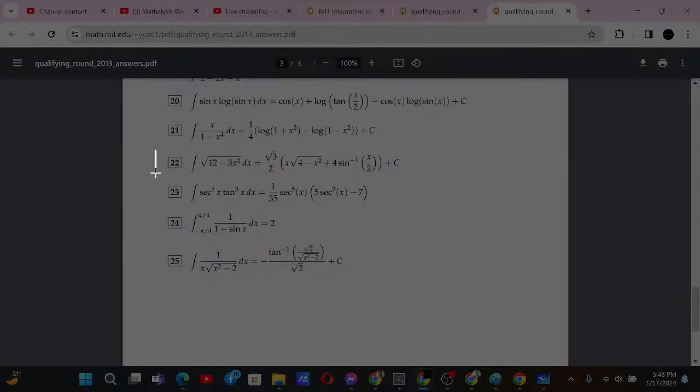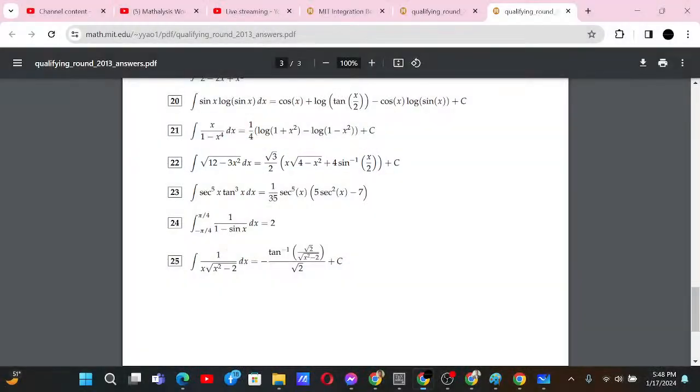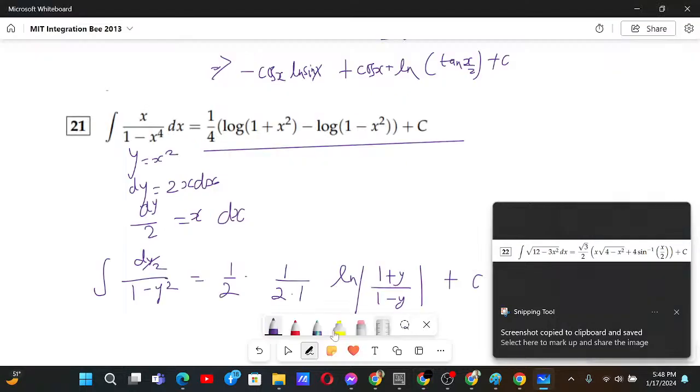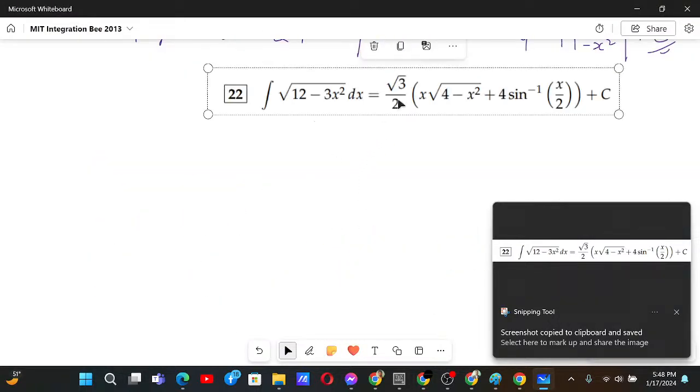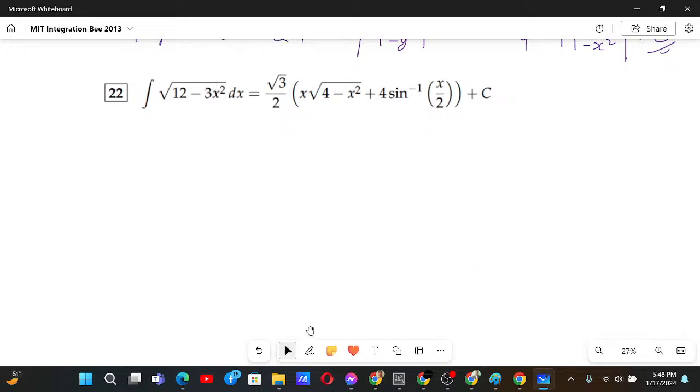This we had already done. Okay, so it asks for an indefinite integral this time. Previously, it asked us for a definite integral. Now it asks us for an indefinite integral. For that, we have a formula though. So if we take out root 3, we have root under 4 minus x square. Now we can directly use the formula.